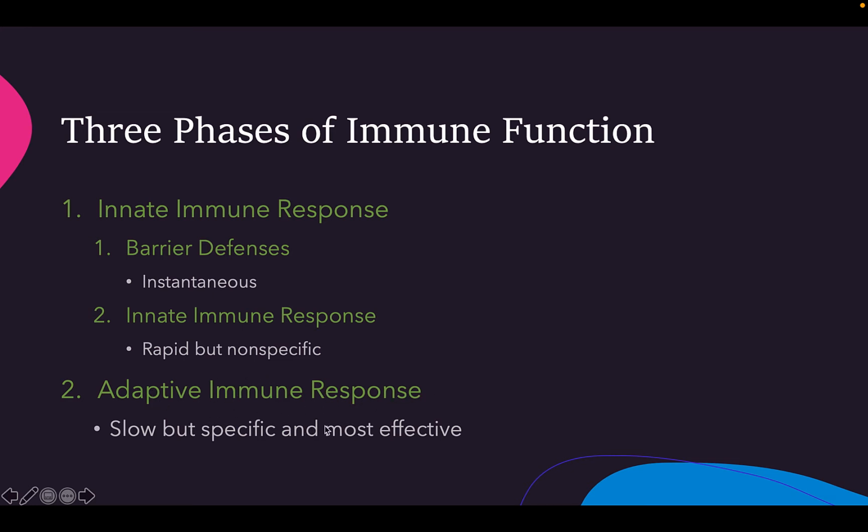And this adaptive immune response is slower but more specific and effective, and it involves many different types of cells and soluble factors, and primarily is controlled by white blood cells known as the lymphocytes, which help control immune responses.